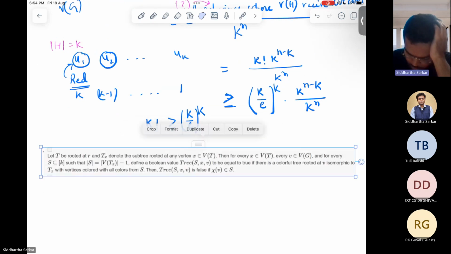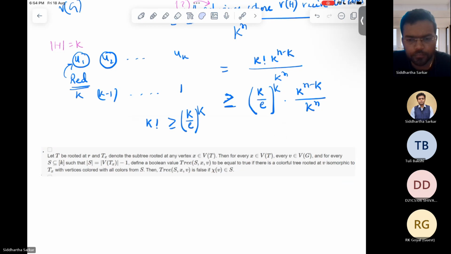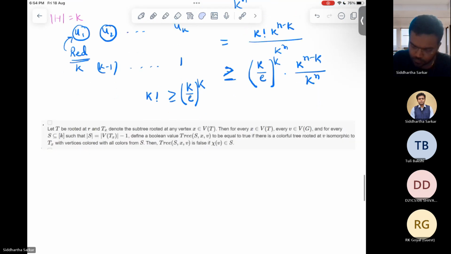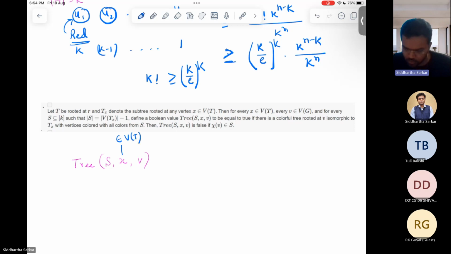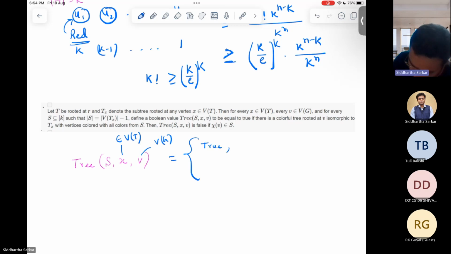Okay, so let me try to draw a diagram to illustrate what is going on. We have defined a Boolean variable tree that is defined on a subset of colors S, a vertex X that belongs to the tree, and V that belongs to the vertex set of G. This Boolean variable is defined to be true if there is a colorful tree rooted at V.